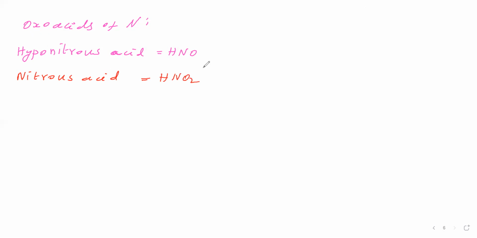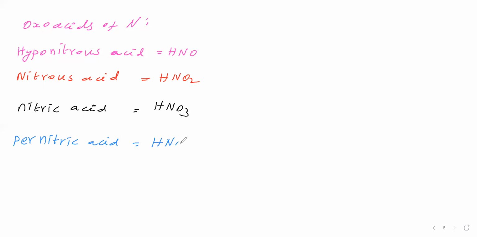Then we will say nitric acid. We replace the acid with ic. Therefore, for nitric acid you add one oxygen, you will get HNO3. The next one includes the prefix per with nitric, so we get pernitric acid. Include one oxygen, you get HNO4. Okay, so we go on like that.